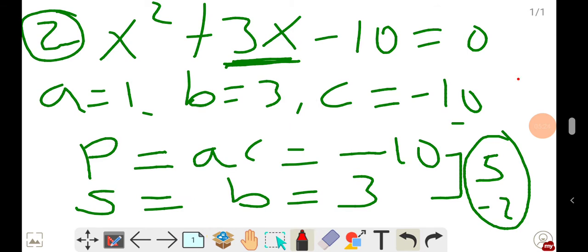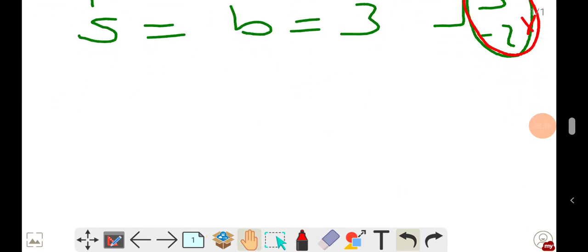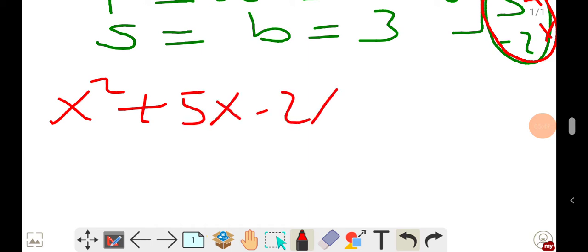So that let us use it. This number 3x will be substituted by 5x and negative 2x. Then substitute. Okay, let's do it. So it will be x squared plus 5x minus 2x minus 10 is equal to 0.